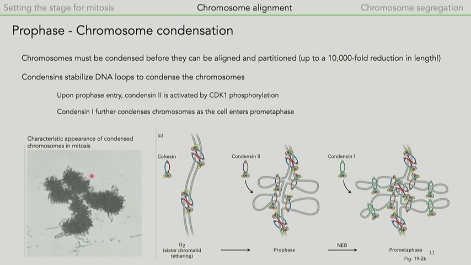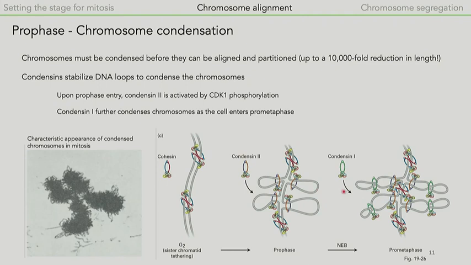This is mediated by proteins called condensins. Okay? So once again, the name is indicating what it does. And what these do, at a very simplistic level, is that at the onset of mitosis, CDK1 is going to phosphorylate and activate condensin. And condensin will help to stabilize DNA loops and in this way compact the DNA structure down.